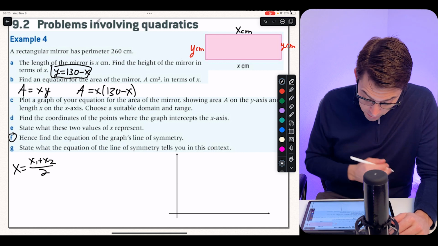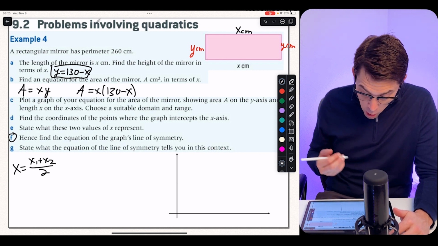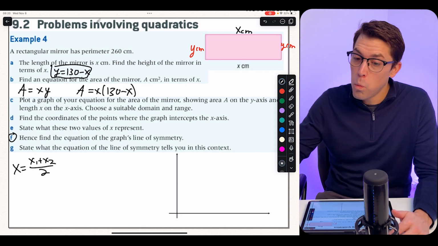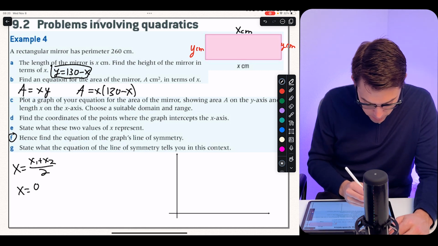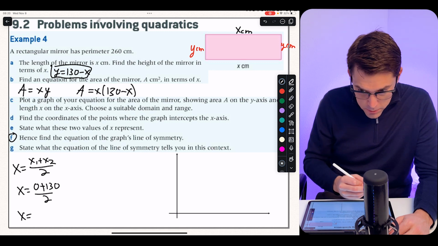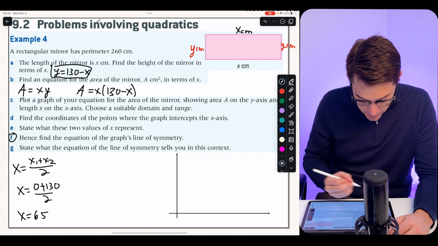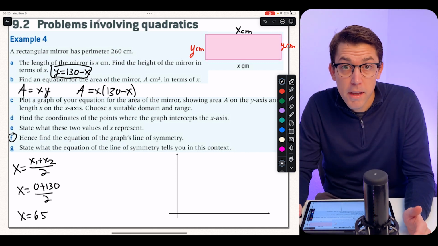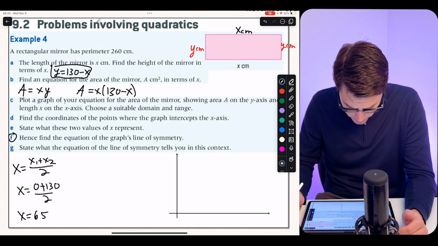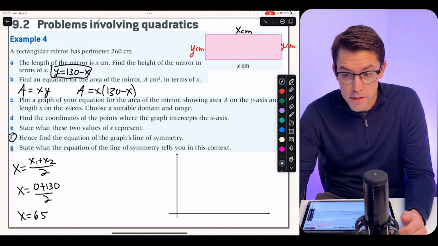So if I want to figure out what the line of symmetry is, I already know from the previous problem what my x-intercepts are, which makes this quite easy. X would just be equal to (0 + 130) over 2. So 130 over 2 is going to give me a value of 65. So at the value of x equals 65, it is going to cut this graph in half. Now, state what the equation of the line of symmetry tells you in this context.